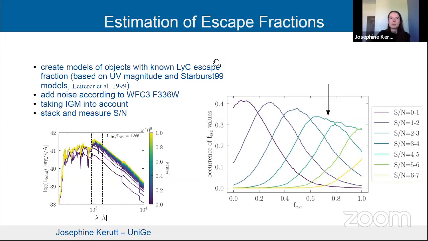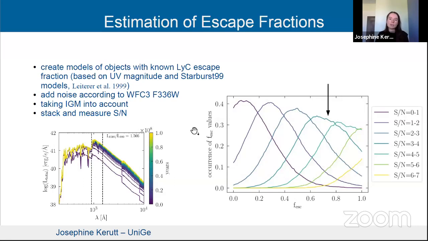First of all, I want to highlight that with a certain signal to noise that I measure, there's a broad distribution of possible underlying escape fractions. To estimate this, I make models of objects by using the UV continuum that I measure and an intrinsic UV continuum to Lyman continuum ratio, which I get from models from Starburst 99. One example can be seen here in this plot.